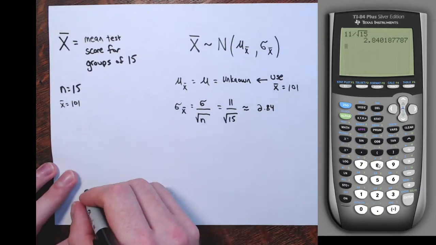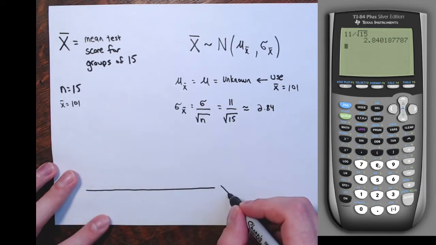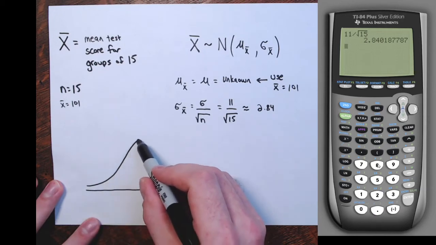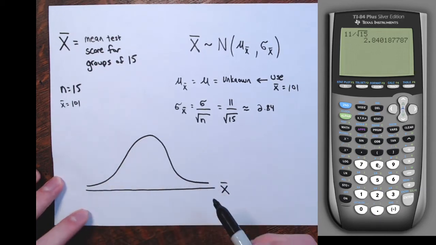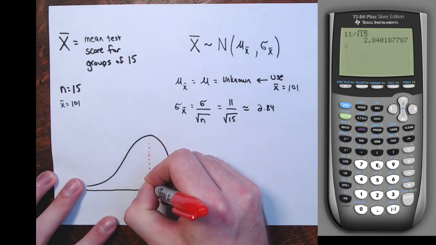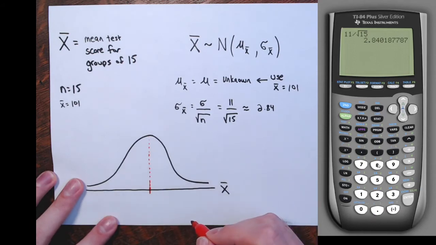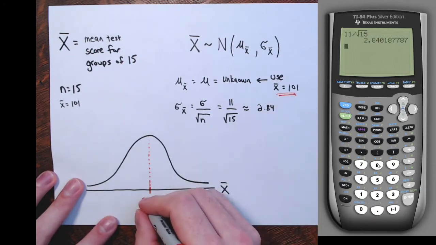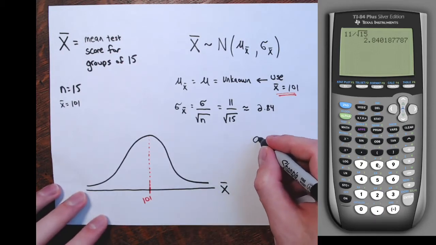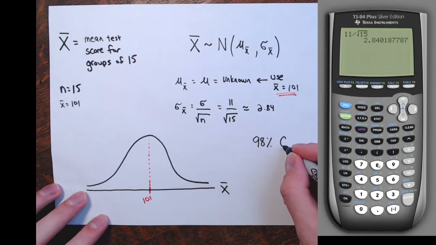I could draw a little picture. Here's a number line representing different values of x bar, different means I could get for groups of 15 scores. It's normally distributed, so I'm going to draw this symmetrical bell-shaped curve. And the value under the peak is supposed to be the mean of the population, but we don't know that. So we're going to use our point estimate here. I'm using the sample mean of 101 as the middle. Now, they want us to create a 98% confidence interval. So that means 98% confidence.